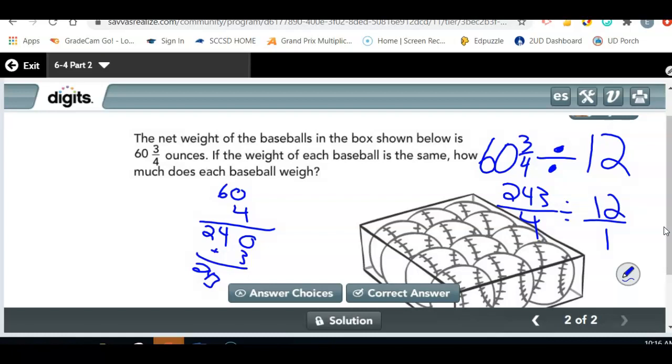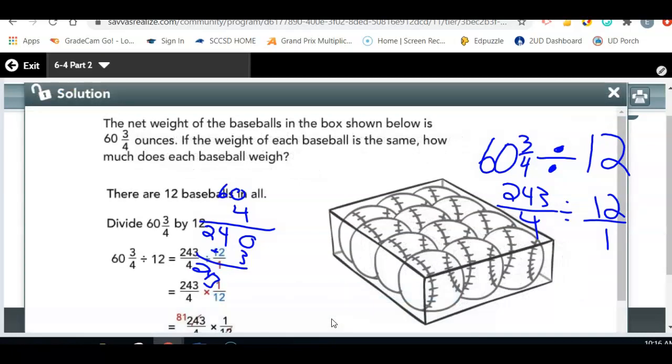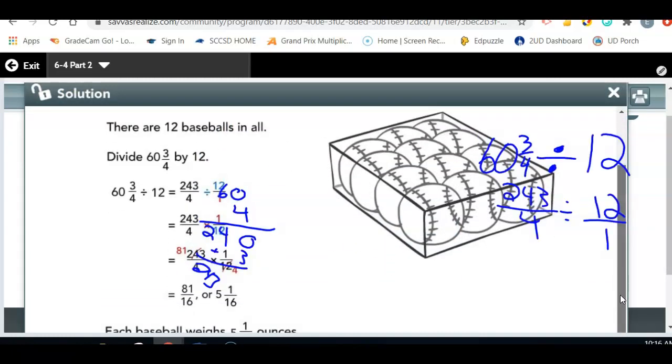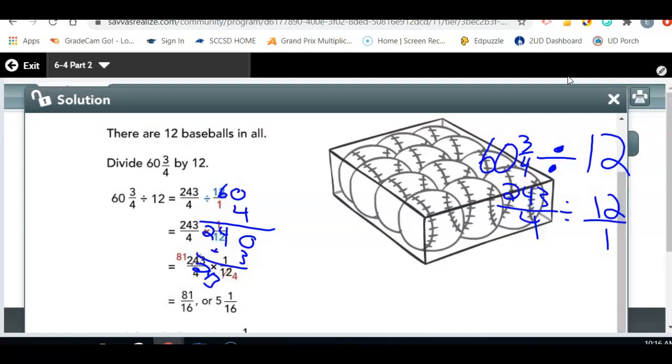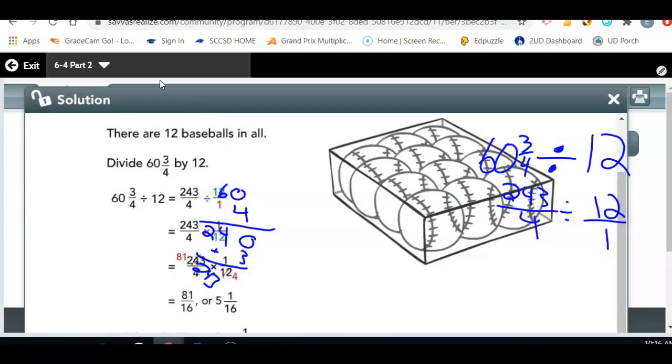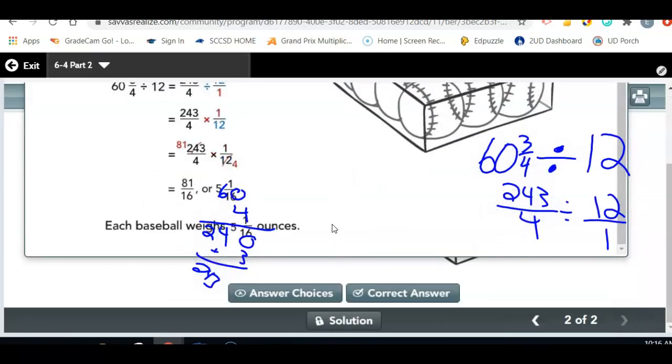The answer is 5 and, the answer, Nick, is 5 and 1/16.